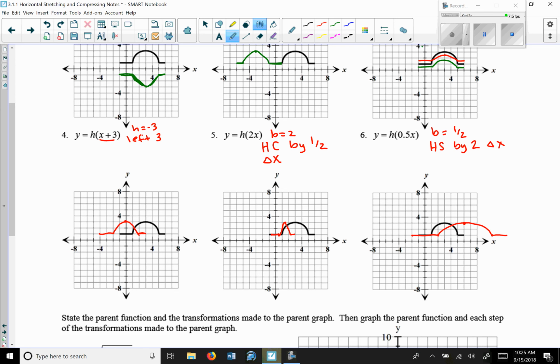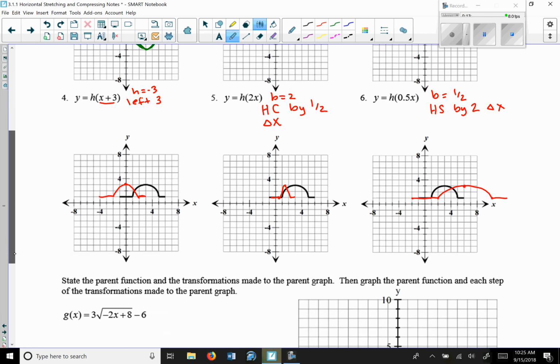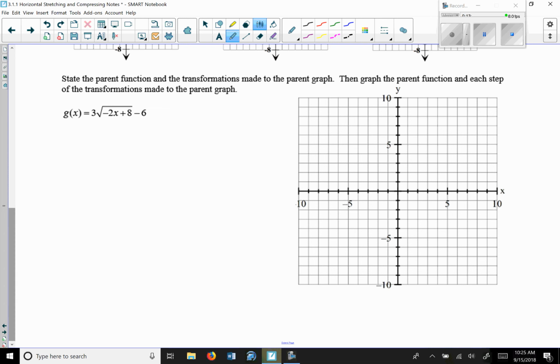Okay, so that's just kind of simple transformations because there's not too many that we're combining, but let's go ahead and take a look at a graph where we are going to combine them all together. So it says state the parent function and the transformations made to the parent graph, then graph the parent function and each step of the transformations made to the parent graph. So of course our parent graph, because we have that square root right there, is the square root function. So that's the first thing I'm going to graph on my graph. And so we know what our parent graph looks like. And we can just go ahead and graph that.